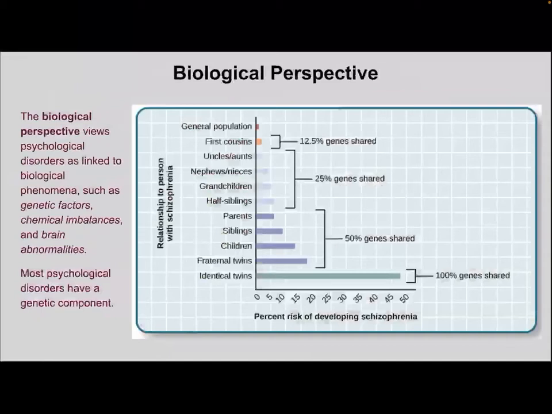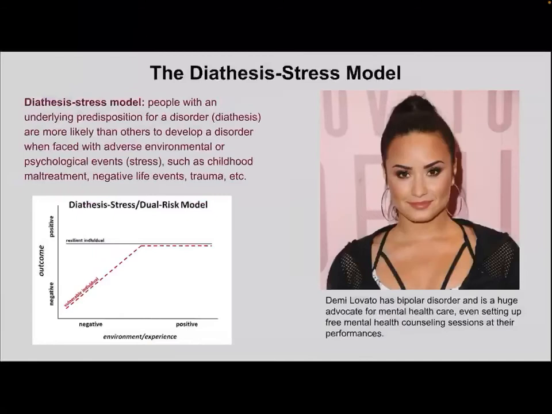So the more genes that are shared, the more likely you are to have the same disorder as the family member. And this is what shows that there is a genetic component here, that we know it is related to genes, even if we're not sure exactly how.